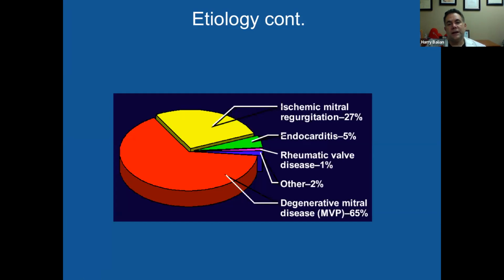So there are different etiologies of mitral regurgitation. They can have ischemic MR, as I mentioned: if the circumflex artery has a plaque and you have inadequate flow through the circumflex, then you can have MR. With endocarditis and valve infection, they can have residual MR. There's rheumatic valve disease, and of course the most common is degenerative or primary MR with mitral valve prolapse. 65% of patients with MR have that.